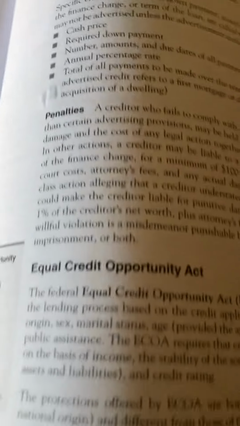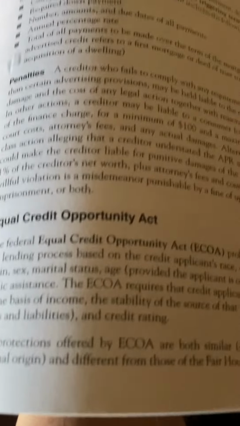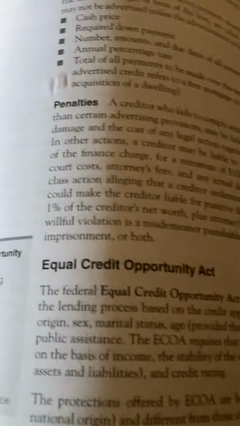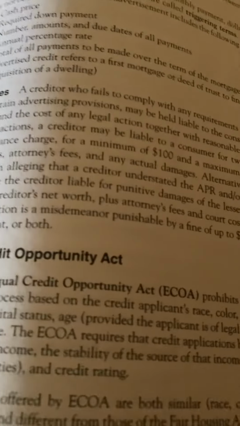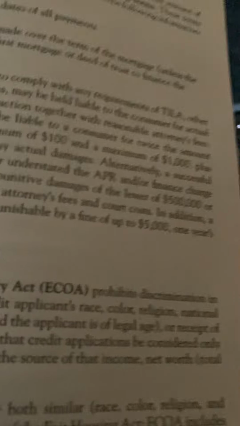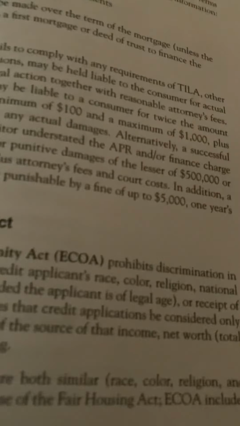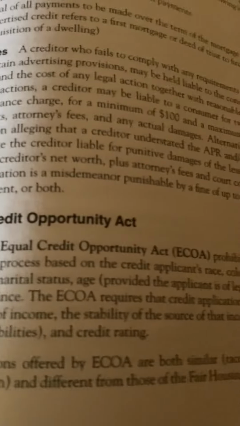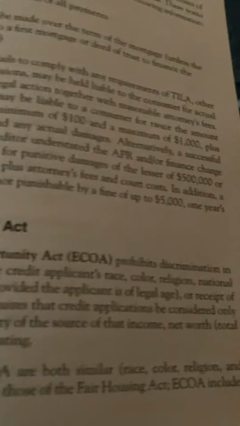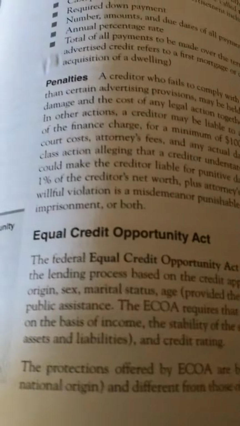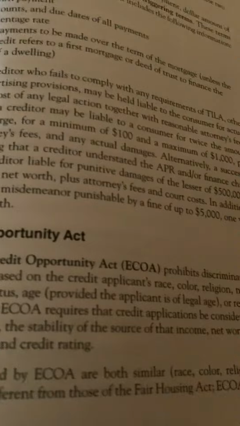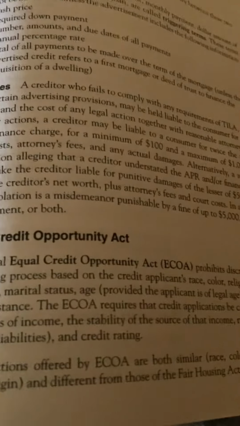Equal Credit Opportunity Act. The federal Equal Credit Opportunity Act, ECOA, prohibits discrimination in the lending process based on the credit applicant's race, color, religion, national origin, sex, marital status, age, provided the applicant is of legal age, or receipt of public assistance. The ECOA requires that credit applications be considered only on the basis of income, the stability of the source of that income, net worth, total assets and liabilities, and credit rating.